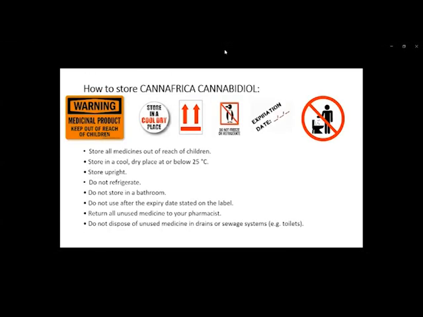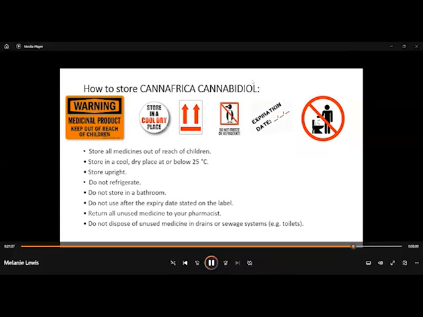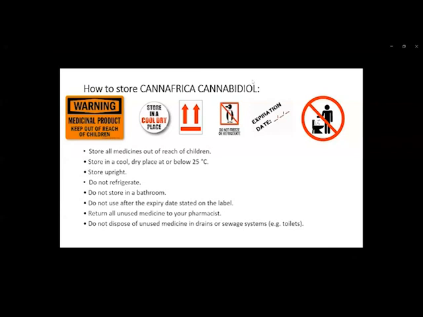Okay, how do you store your Cannafrica CBD? It's the exact same way you store any other medication. You store it upright, you keep all your medication out of reach of children in a cool, dry place. You don't store it in the bathroom, you don't refrigerate it. If it gets too cold, it could congeal, meaning it could actually get thick, and you might have a problem getting it up into that dropper.